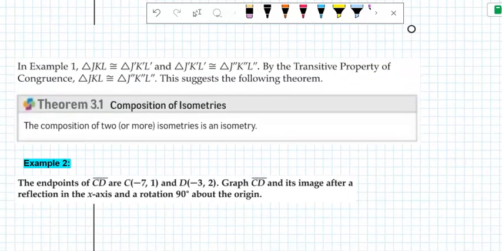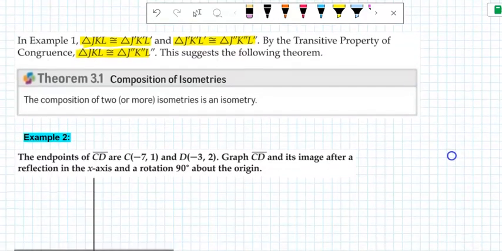So in example 1, remember all of our triangles there for JKL were the exact same size and shape. So triangle JKL is congruent to triangle J prime, K prime, L prime. And that one was congruent to J double prime, K double prime, L double prime, okay? So it all fits from the transitive property that the very beginning and the very end are the same. They're the exact same size and shape, angles, sides, everything. So these are the same.